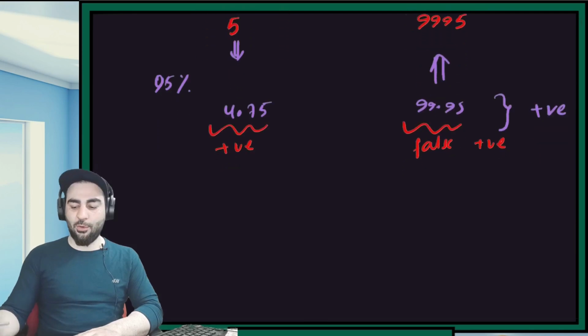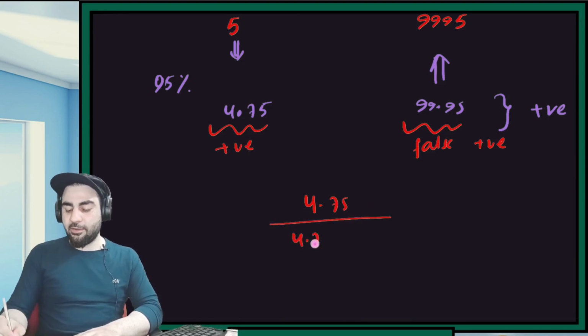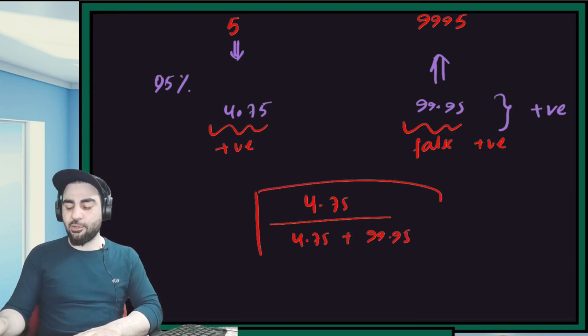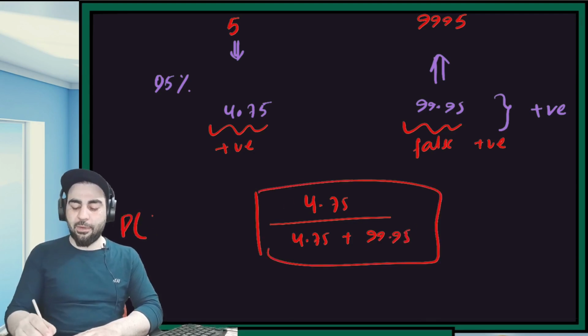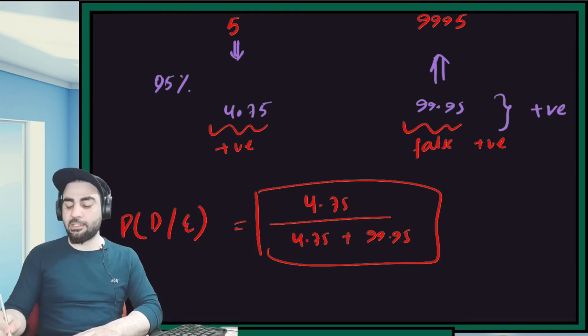Okay, now given the positive, what is the evidence? You'll add these things: add 4.75 and 99.95 and you calculate this. So this is basically the probability that the person actually has a disease given the evidence, given that the test was positive. Can you calculate this number?